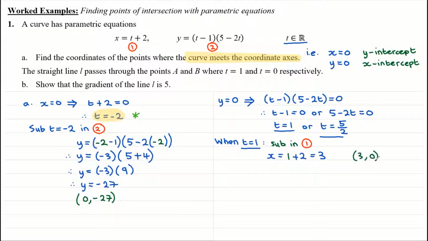Okay, so that's good. And then for the second case, when t is equal to 5 over 2, obviously we're subbing in 1. x is equal to t, which is going to be 5 over 2, plus 2. Okay, now it's up to you how you write this. You can do it as decimals or fractions, it doesn't matter. But obviously, 5 over 2 plus 2 over 2 is going to give you 9 over 2.